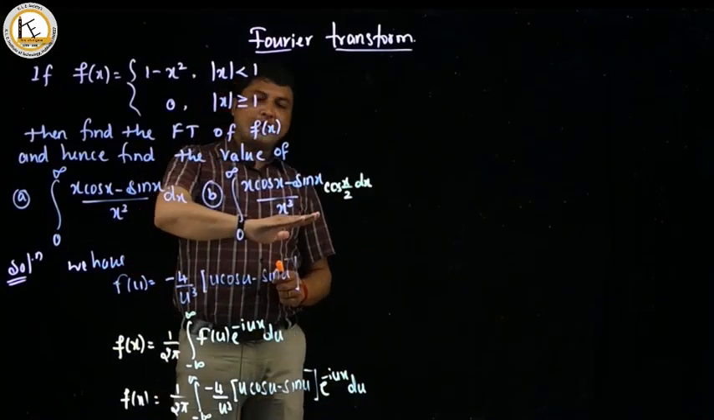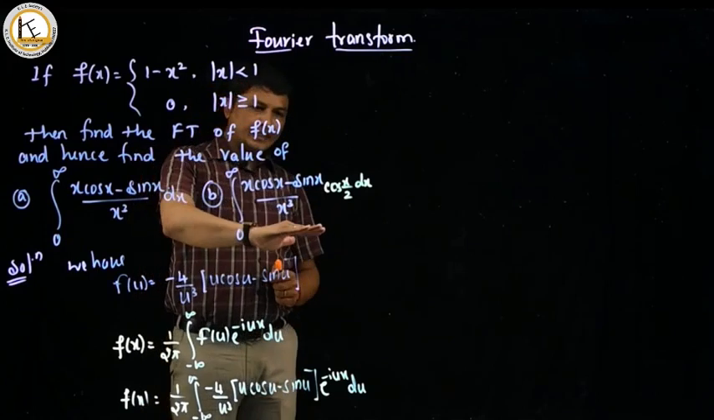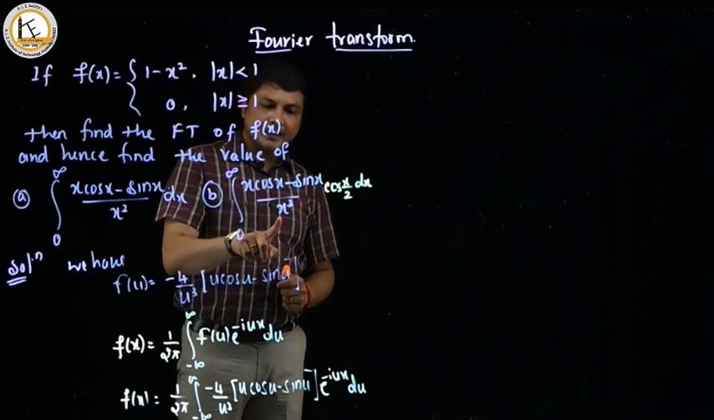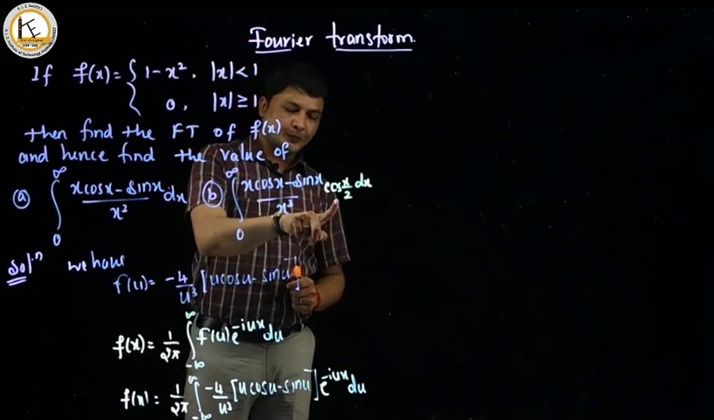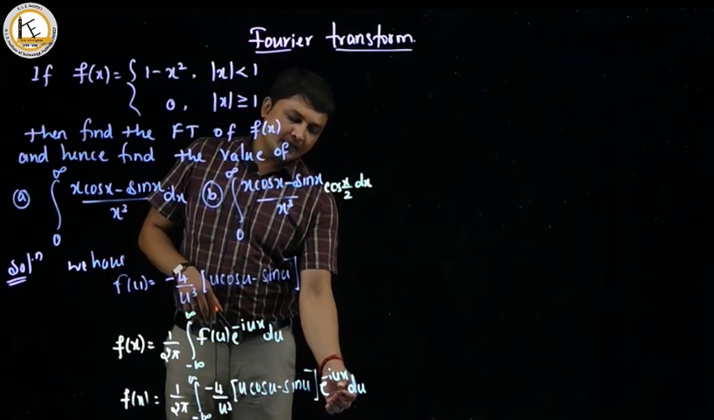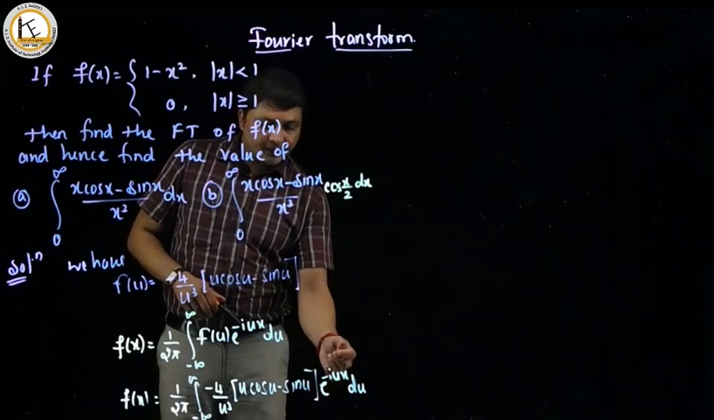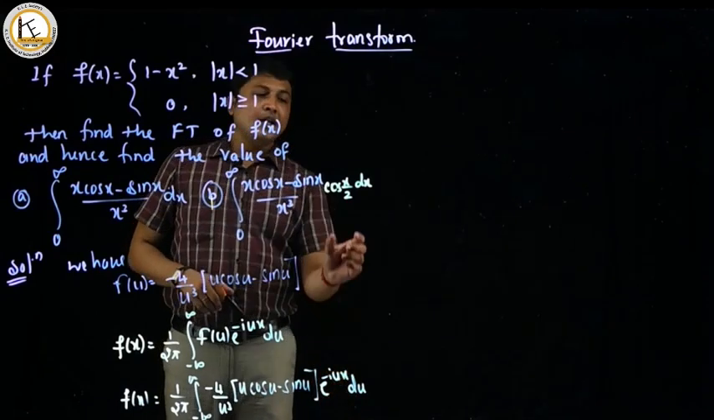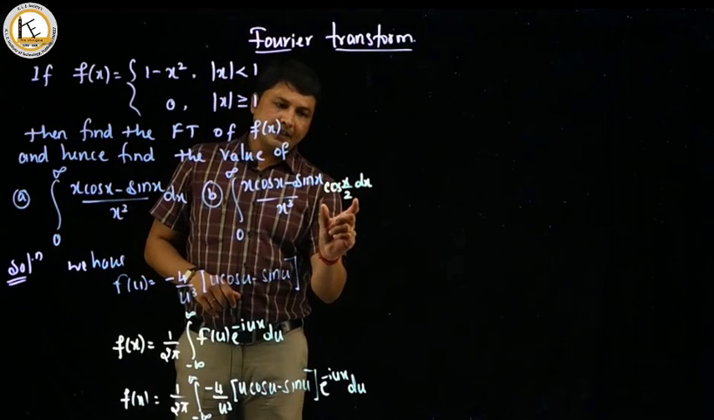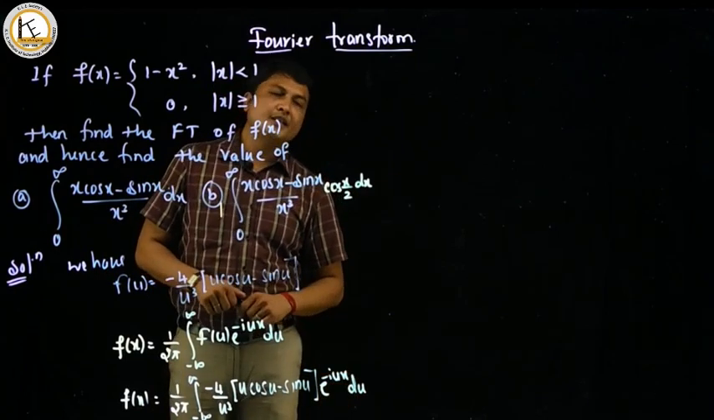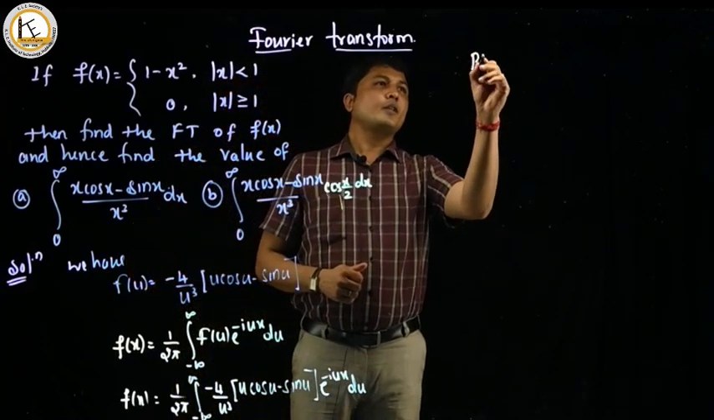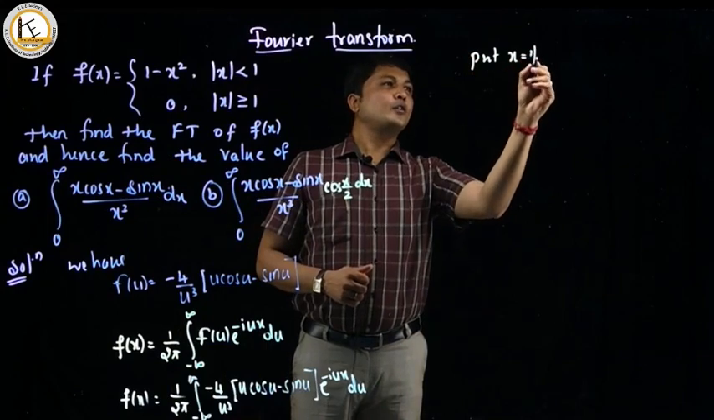Okay, so we need to evaluate this integral. When we observe this integral, we come to know that with x cos x minus sin x divided by x cube, there is cos x by 2. And since in this function we have e raised to minus iux, it means that we need to replace this e raised to minus iux as cos x by 2. Then how to obtain this cos x by 2 from this e raised to minus iux? For that we use a substitution x equal to 1 by 2.